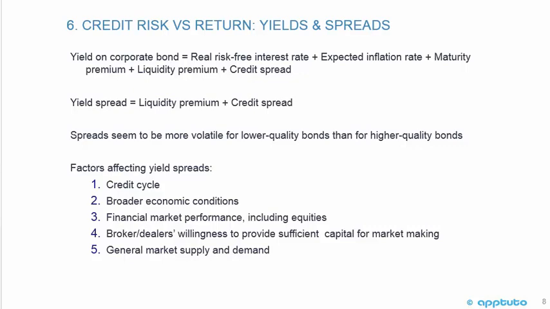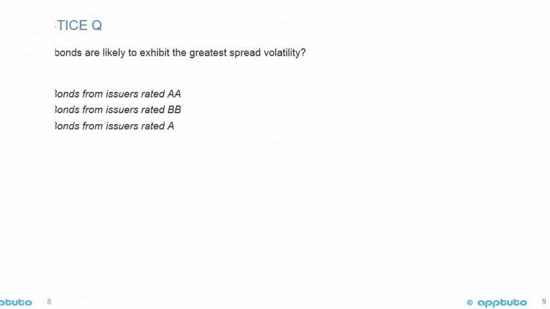So the spread seems to be more volatile for lower quality bonds than for higher quality bonds. And the factors affecting the yield spreads are 1, the credit cycle, 2, the broader economic conditions, 3, financial market performance, including equities. 4, broker-dealers' willingness to provide sufficient capital for market making. And finally, 5, general market supply and demand. And one last practice question to finish this LOS.